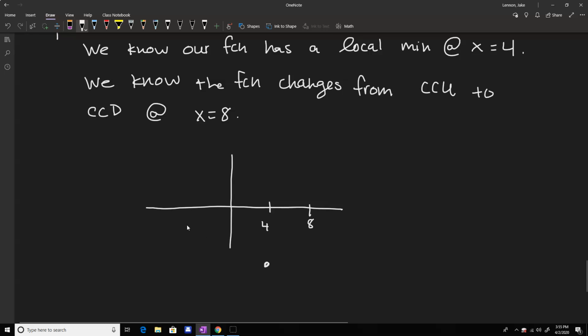So maybe I have a function that's doing this. I bottom out right there at 4, and then my concavity changes to start moving downward. So I get like that downward U-shape. So that's an example function that satisfies those criteria.